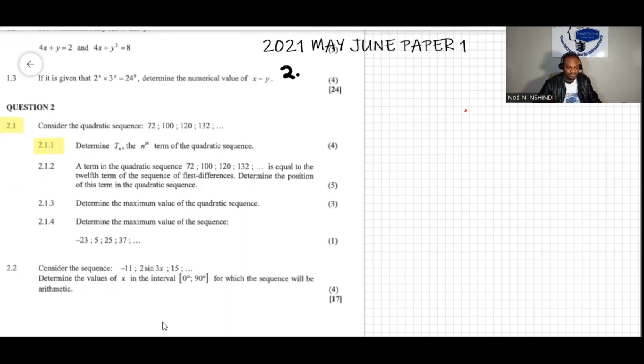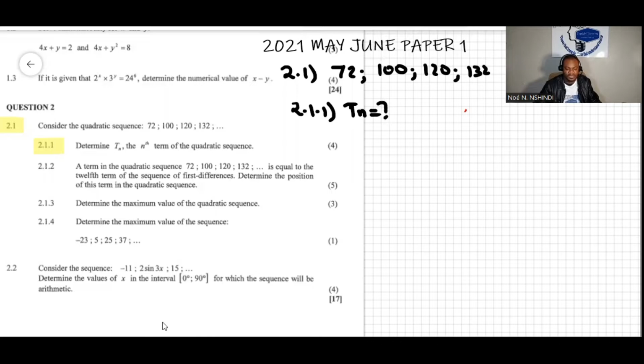Question 2.1. We have the quadratic sequence 72, 100, 120, and 132. Now, for 2.1.1, we are looking for Tn, okay? Now, because the question says that it is a quadratic sequence, we know that it is of the form Tn equal to an squared plus bn plus c.